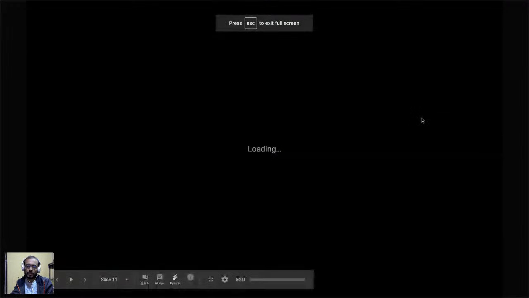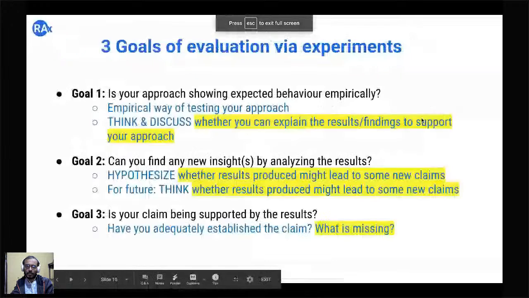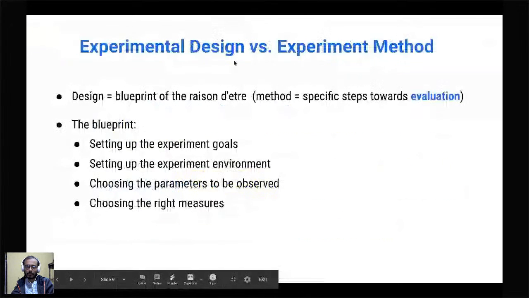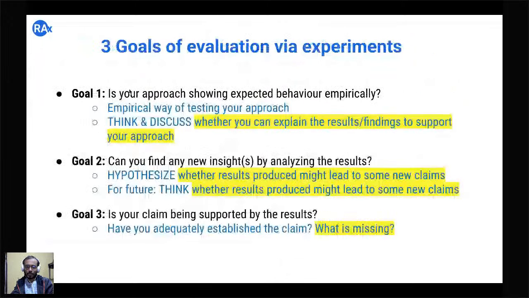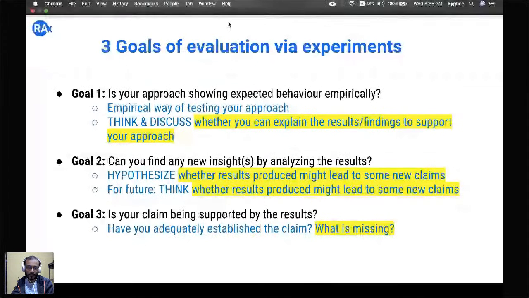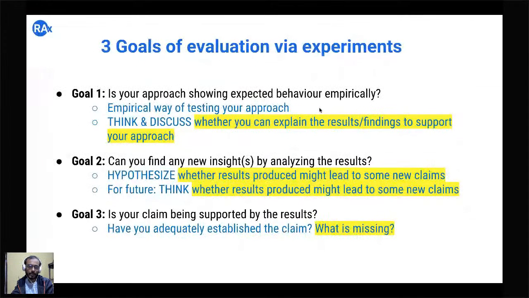Let's now look into setting the environment. We looked into the goals of the evaluation, because this is the first topic, setting up the experiment goals. You need to be very clear about what exactly your goal is. It may be all 3, it may be just the first one, it may be just the first and the second one. But you have to be very clear what exactly your goal is when it comes to evaluation via experiments.